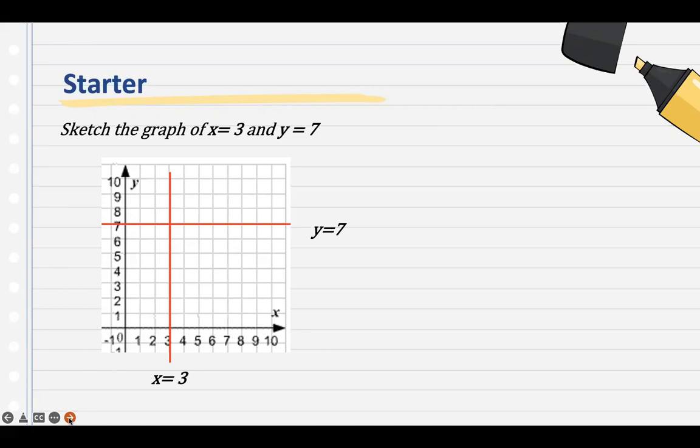So I hope you got them, and it's pretty straightforward. If you've got a graph of x equals 4, it will be like the x equals 3 line. It will be vertical crossing at 4, and y equals anything will be a horizontal line.